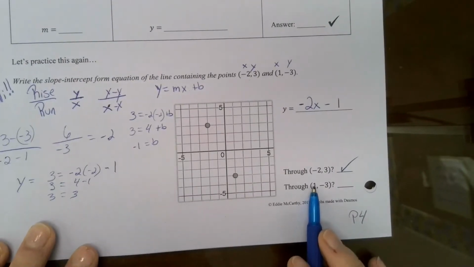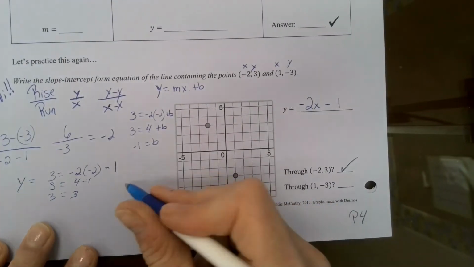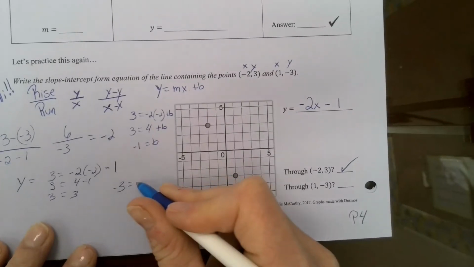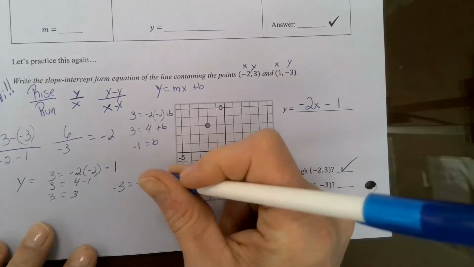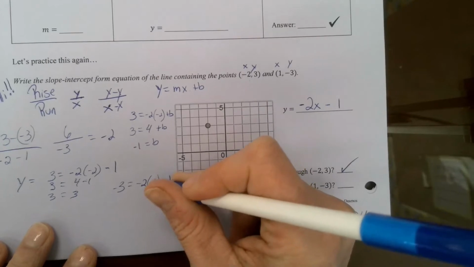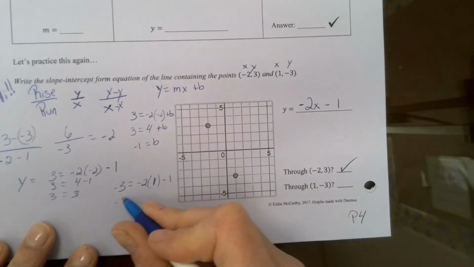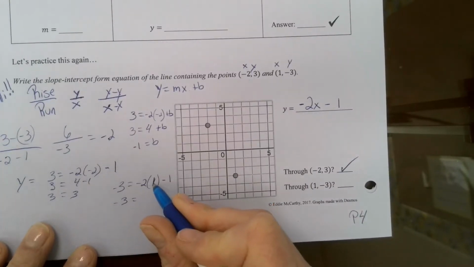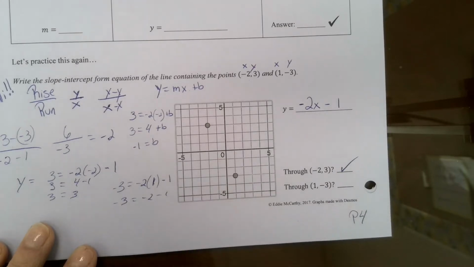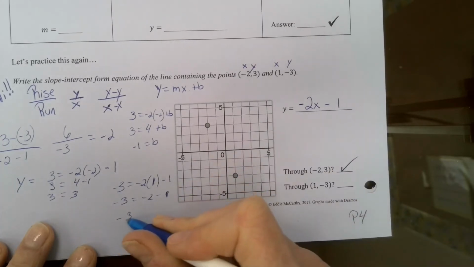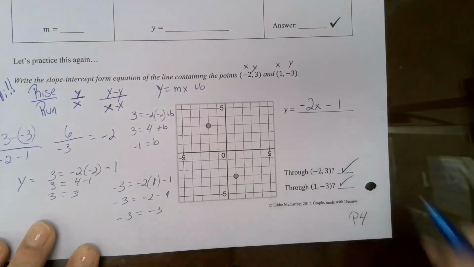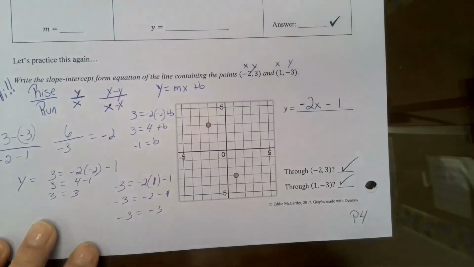For this one, we're going to use this x and this y. So we have negative 3 equals negative 2 times 1 minus 1. Negative 3 equals negative 2 times 1 is negative 2, minus 1. So we have negative 3 equals negative 3. Check. Yep, those work.